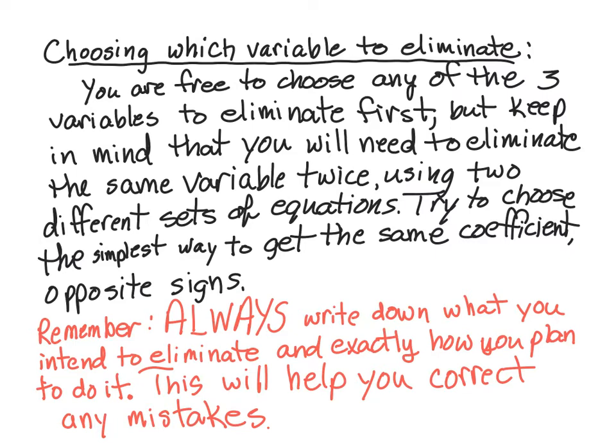So what you need to do is write down what you intend to do so that when you discover that you've made a mistake, you can retrace your steps instead of trying to resolve the problem. Finding your own mistakes is the hardest part of this chapter. So write down what you intend so that it's easier to find your mistakes. All right, let's do an example.